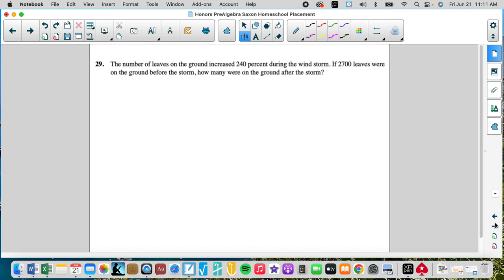The number of leaves on the ground increased 240% during the windstorm. If there were 2,700 leaves on the ground before the storm, how many were on the ground after the storm? So we've got 2,700 leaves, and then we're going to increase it by 240%. So what is 240%?